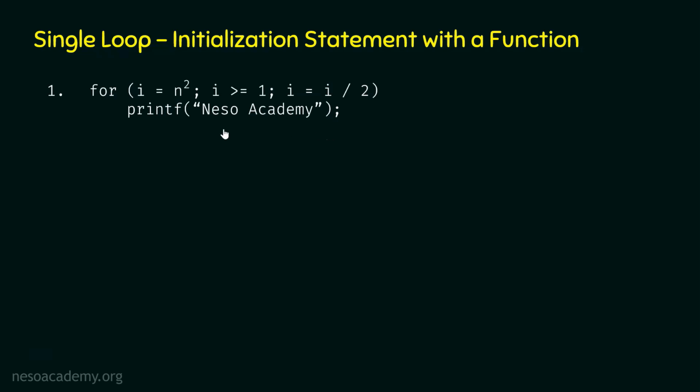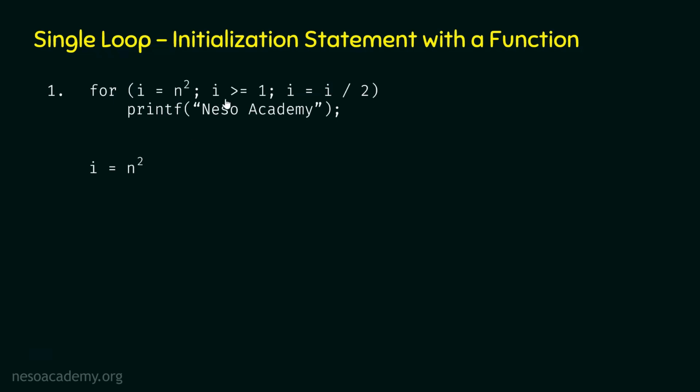In order to find how many times this instruction will execute, we need to analyze different values of I in each iteration of this for loop. Let's do the analysis now. In the first iteration, the value of I is n square. So this is the value of I in the first iteration.